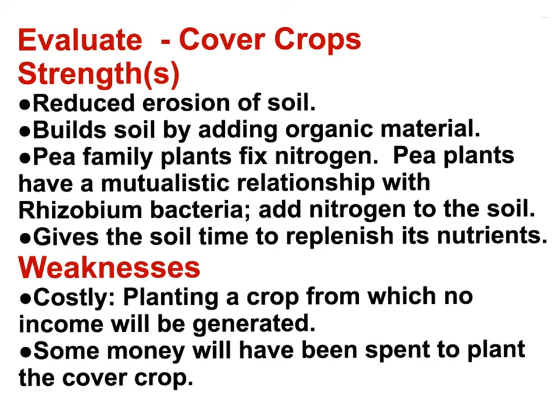The strengths of cover crops as a soil conservation technique are reduced soil erosion, building soil by adding organic material. Pea family plants can be used to fix nitrogen. The pea plants have a mutualistic relationship with bacteria, rhizobium bacteria, that add nitrogen to the soil. And lastly, cover crops give the soil time to replenish its nutrients. Weaknesses? It's costly. Planting a crop from which no income will be generated costs the farmer money and time because some money will have been spent to plant the cover crop.